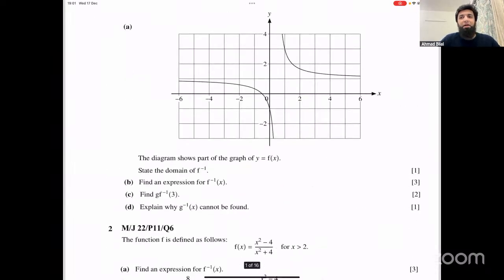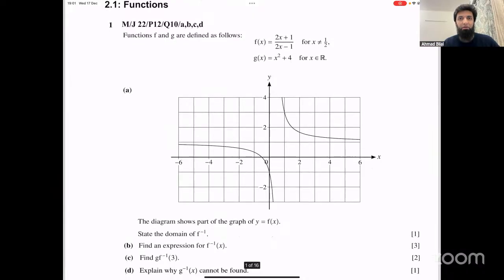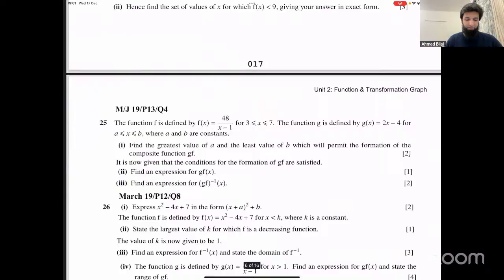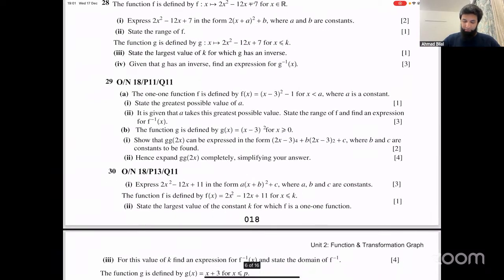Okay, so any remaining questions from this worksheet, first of all, let me know about them. Question number 29 and 32. All right, let's have a look at these two questions first. Questions 29 and 32. Let's start with this one. This is question number 29.